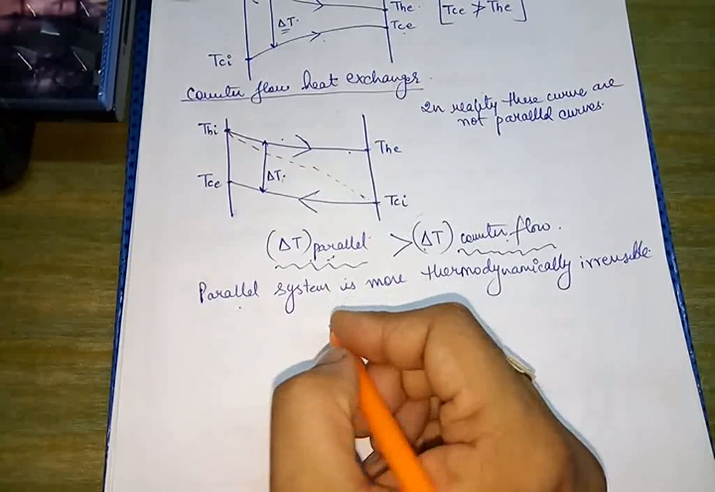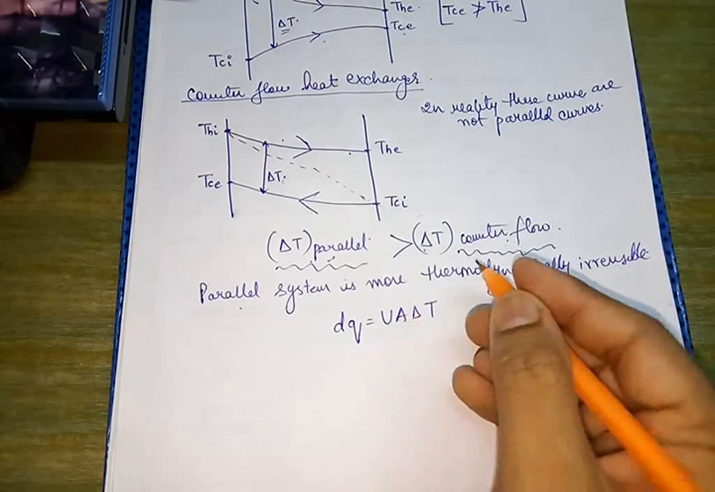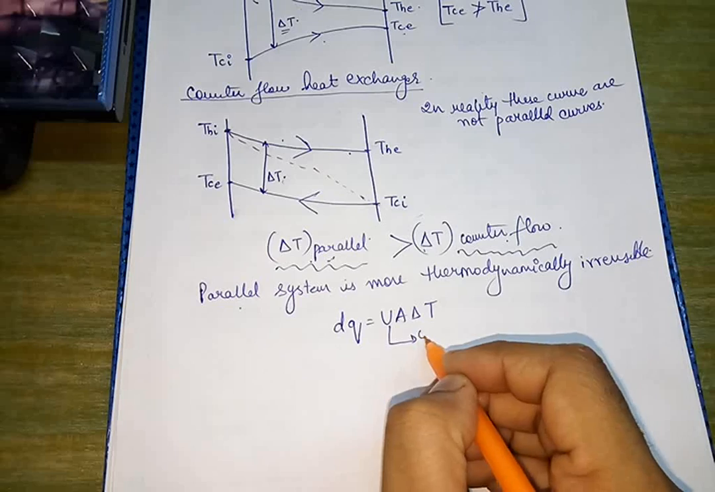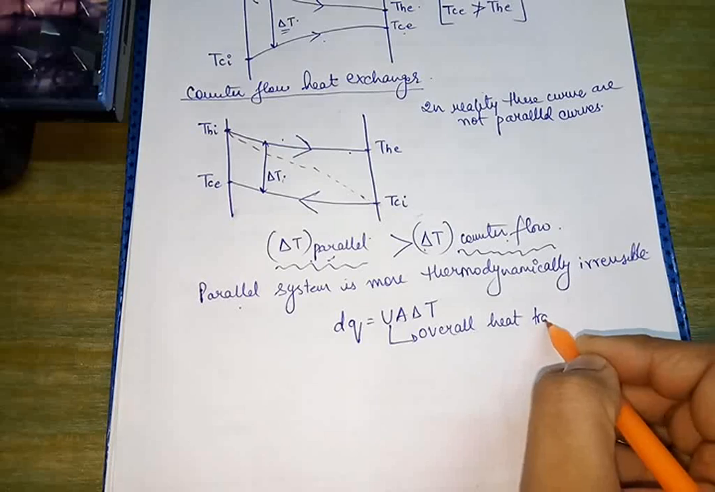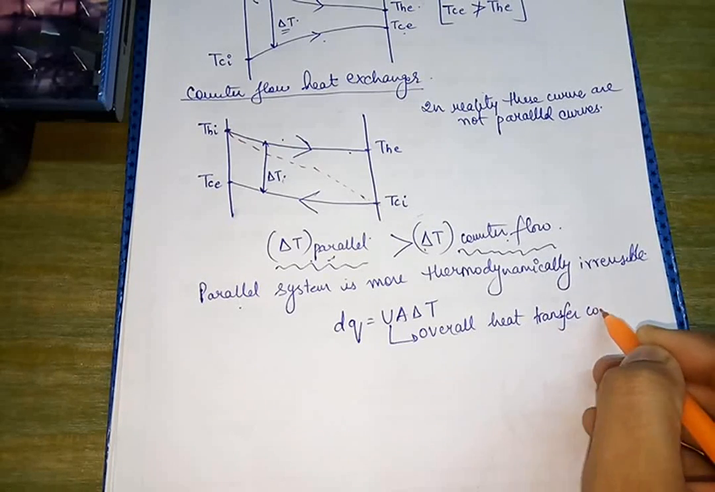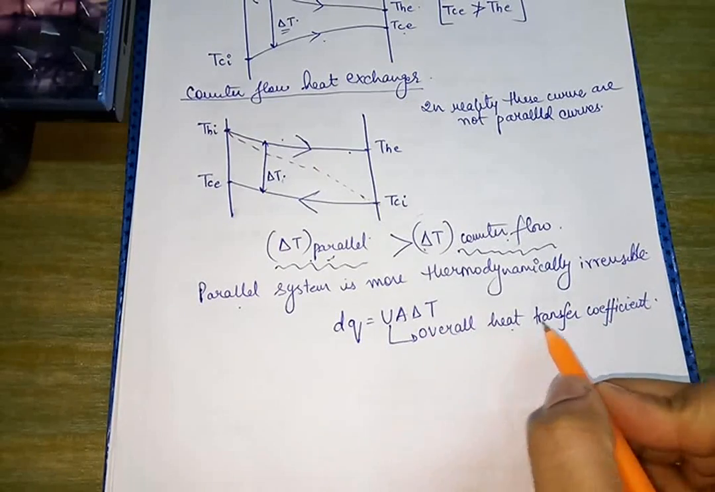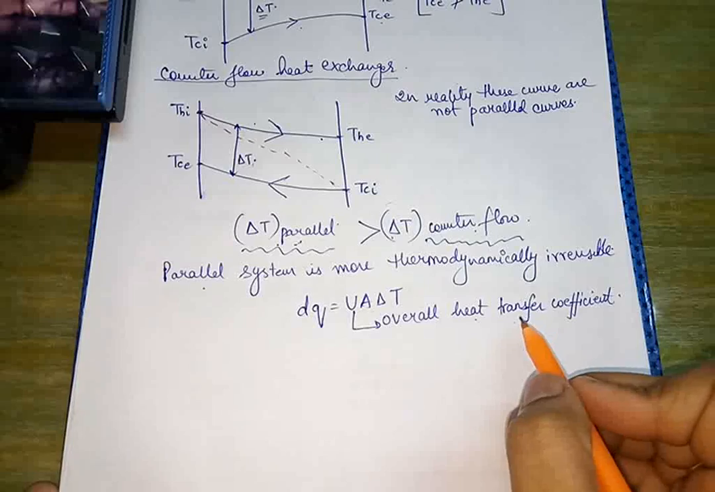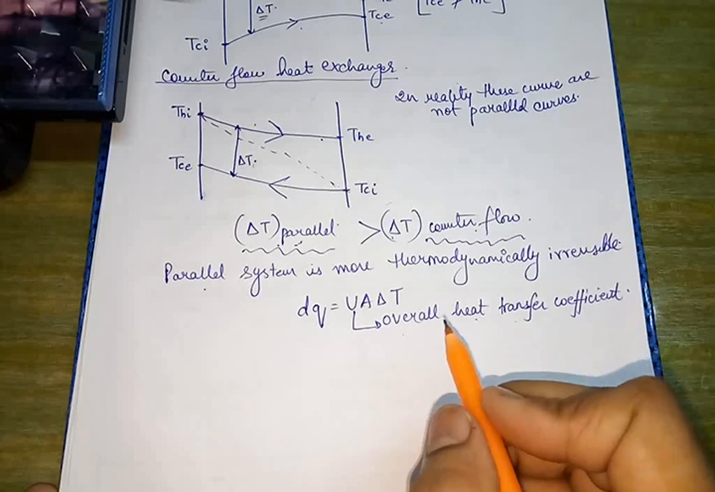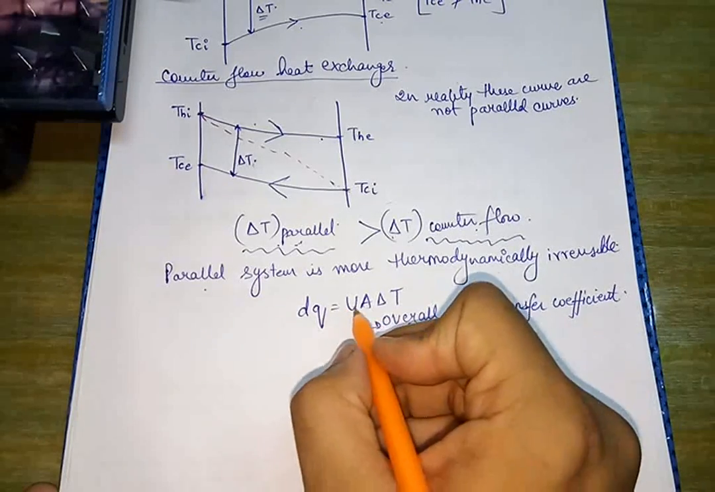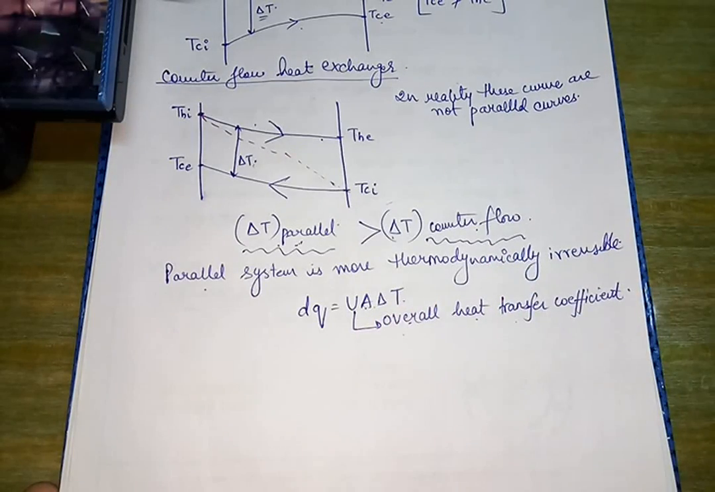If we write the expression for the heat transfer, that is dq is equals to UA delta T. Now here, what is U? U is our overall heat transfer coefficient, and we use the overall heat transfer coefficient only when more than one mode of heat transfer is taking place in our system, for example, conduction as well as convection taking place. A is the area of the heat exchanger, delta T is the temperature difference.